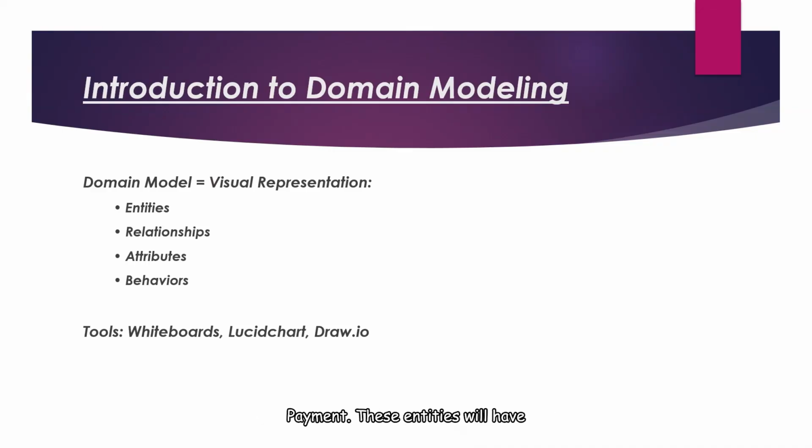These entities will have relationships with one another. For instance, a user can have multiple orders, and each order contains multiple products. Domain models help you map out the system's main building blocks without getting into technical implementation details. It's an essential step in translating abstract requirements into concrete logical structures.